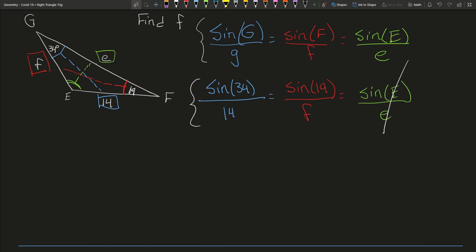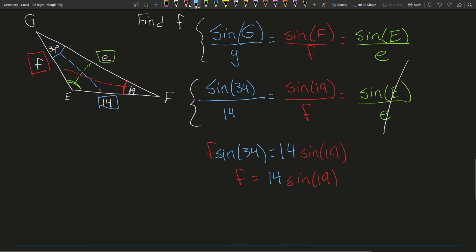Right, so then we just solve for f. If we cross multiply, we get f times sine of 34 is equal to 14 times sine of 19. Again, we have to solve for f, so we need to get that on its own. So we have to divide by sine of 34. Then f is equal to 14 times sine of 19 divided by sine of 34.